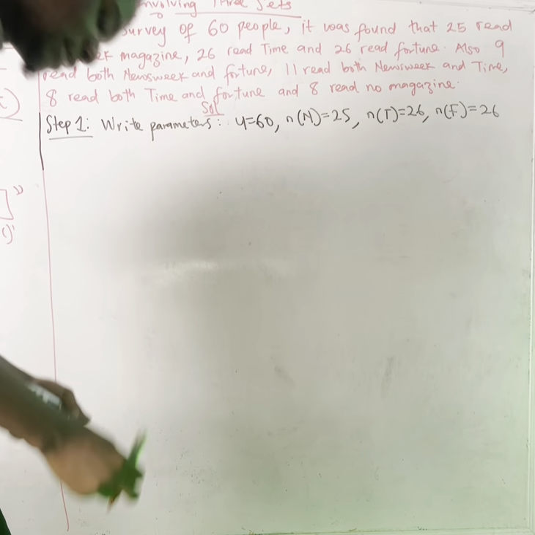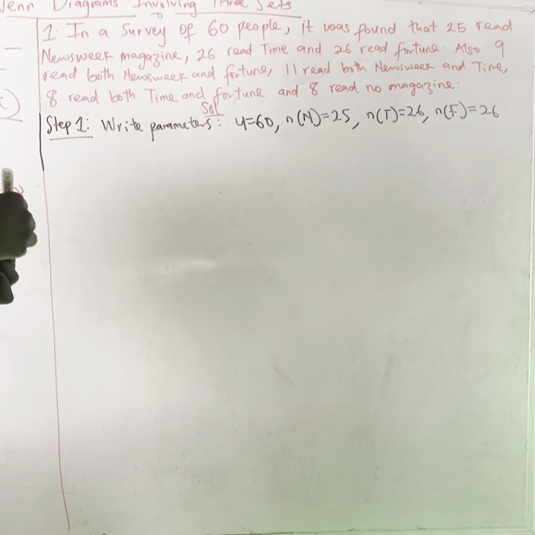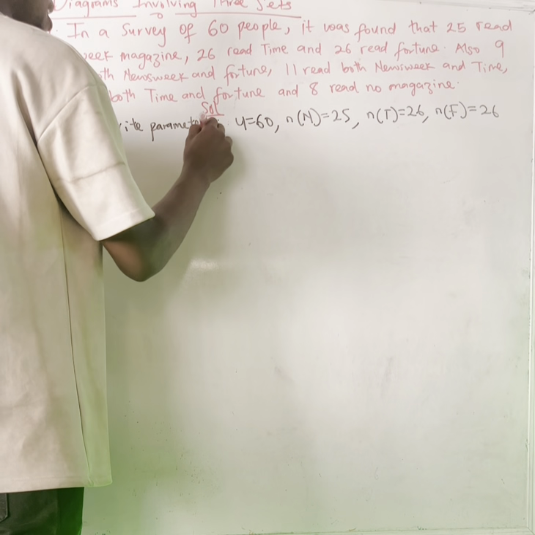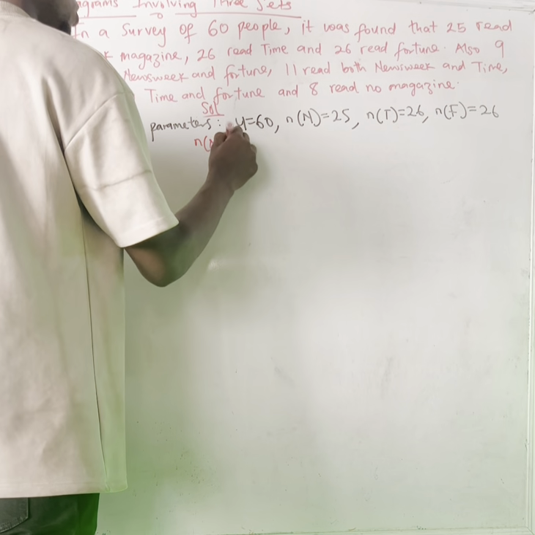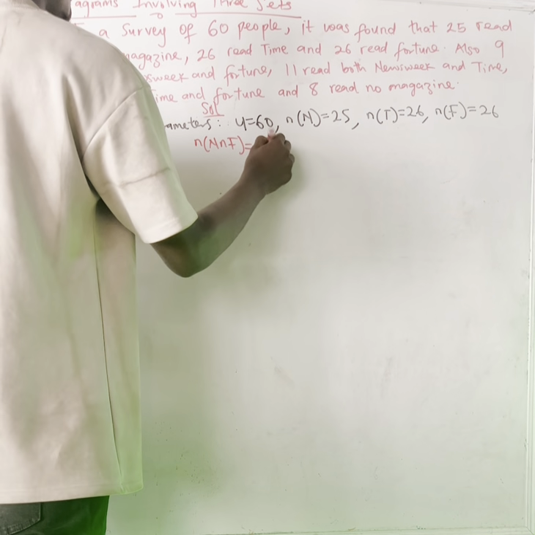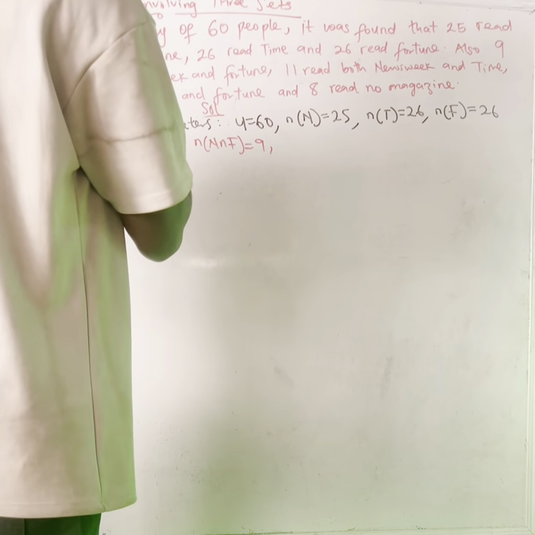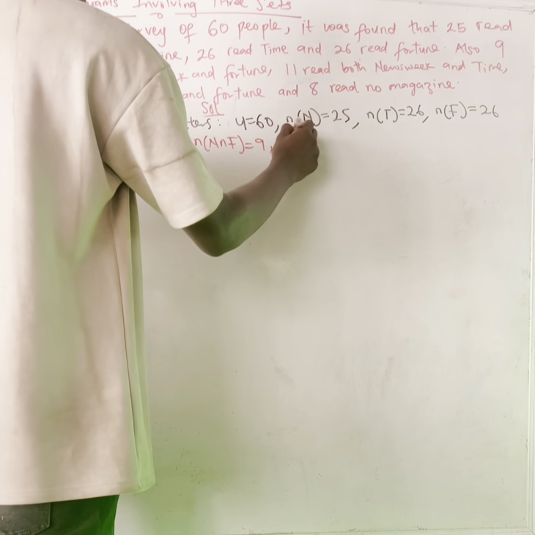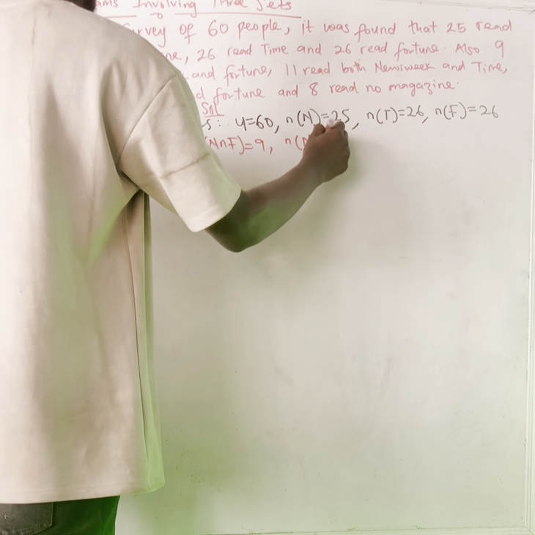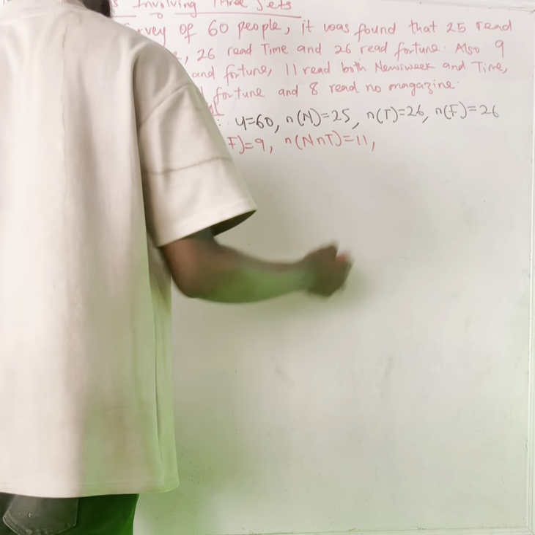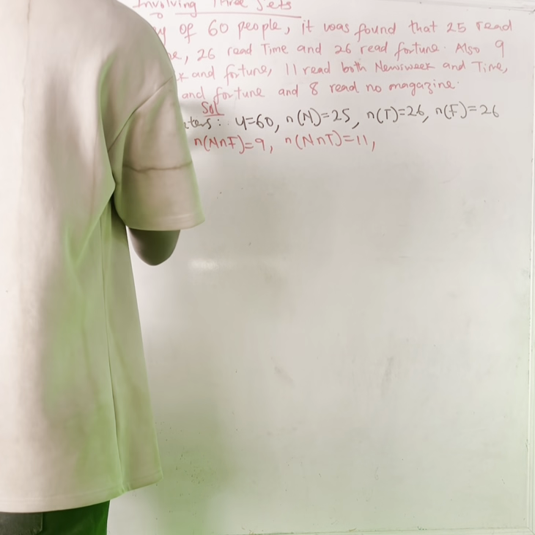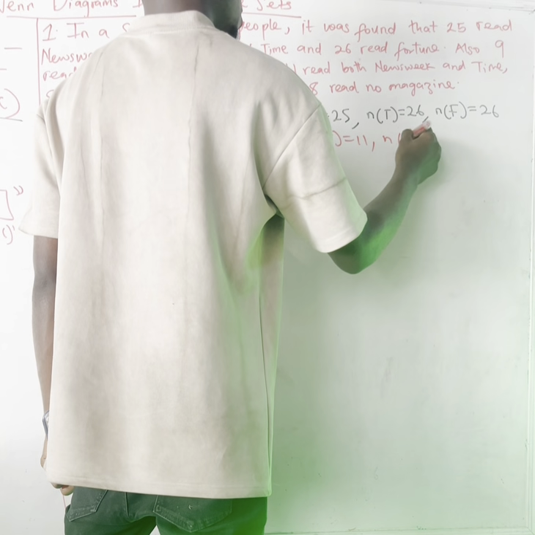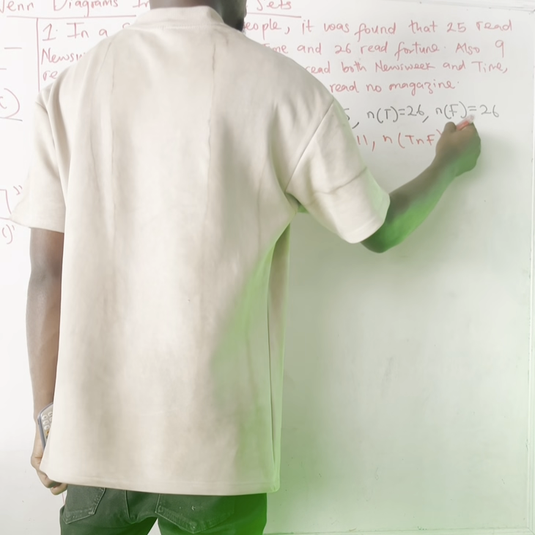And they continue. They say that 9 read both Newsweek and Fortune, so N Newsweek intersection Fortune is equal to 9. 11 read both Newsweek and Time, so N Newsweek intersection Time is equal to 11. And 8 read both Time and Fortune, so N Time intersection Fortune is equal to 8.